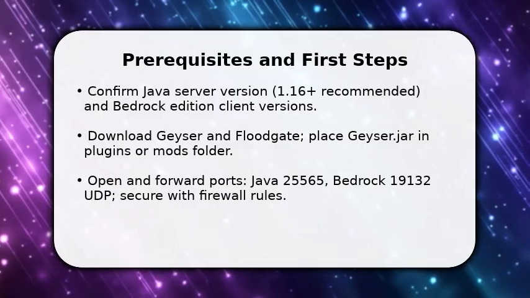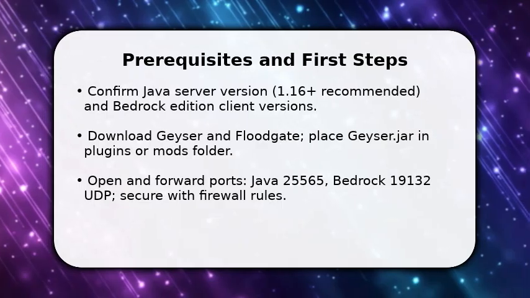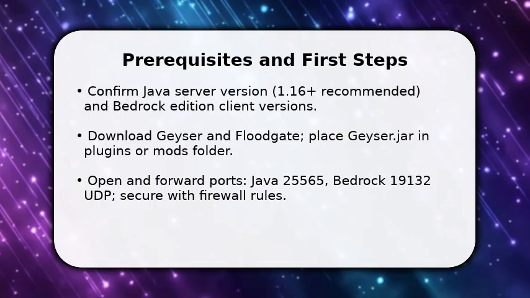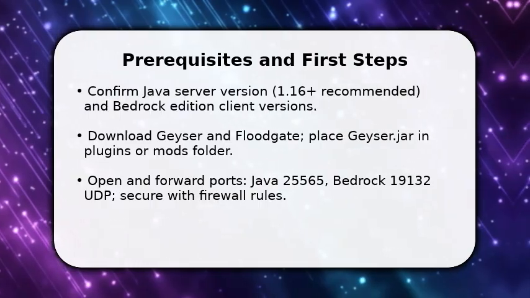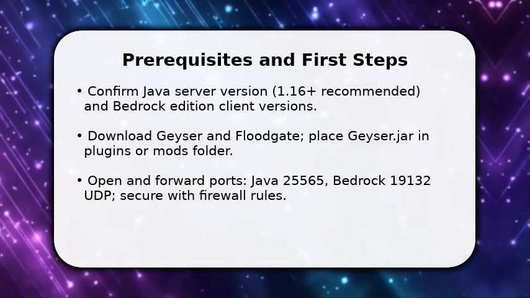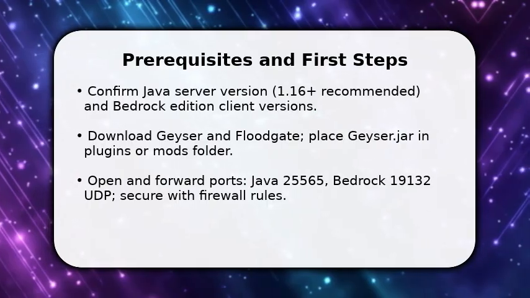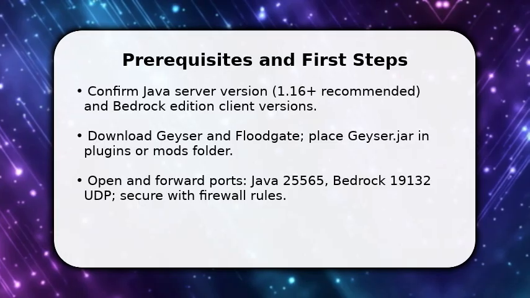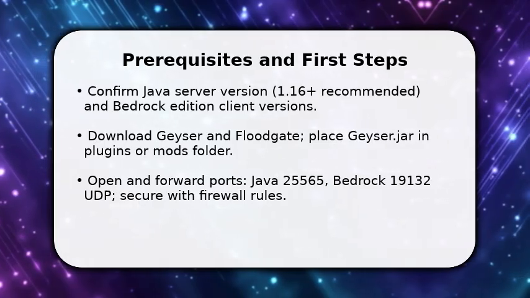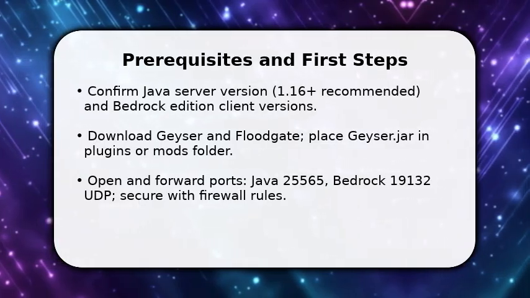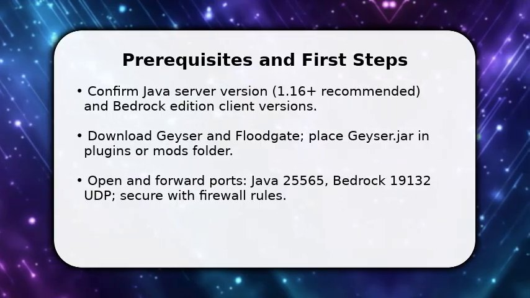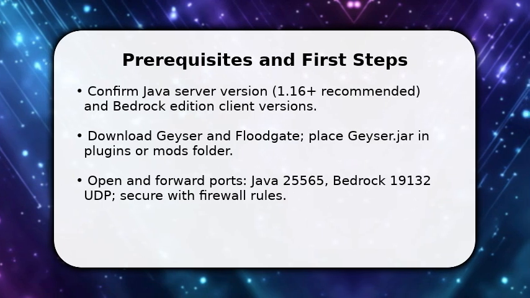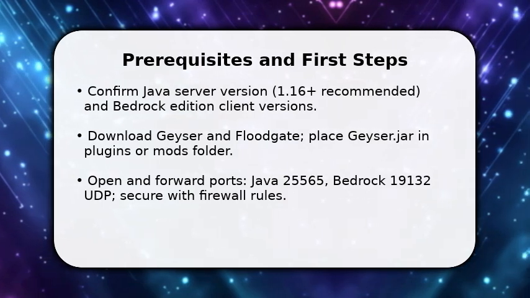You start by validating versions and preparing files. This matters because protocol differences break compatibility. Once done, drop Geyser and Floodgate into your server's plugins or mods directory so the proxy can translate traffic. Make sure to open Java and Bedrock ports on the host and router. 25,565 TCP for Java and 19,132 UDP for Bedrock, since clients need direct reachability.